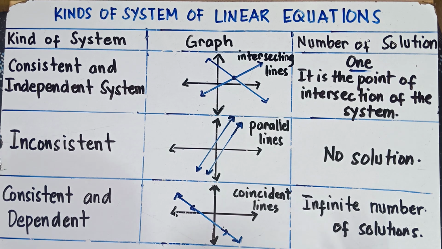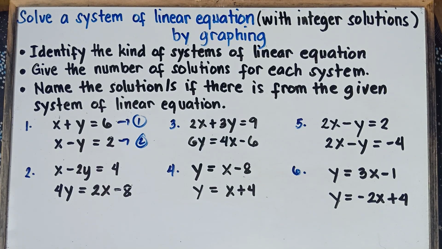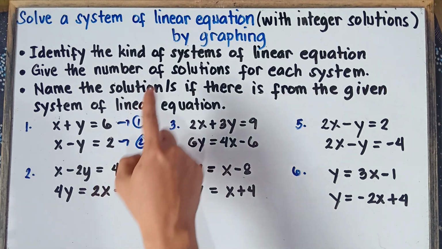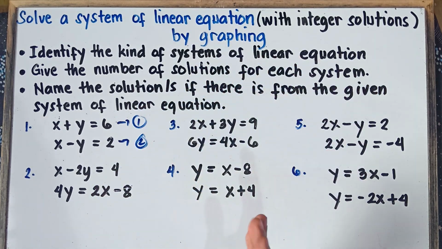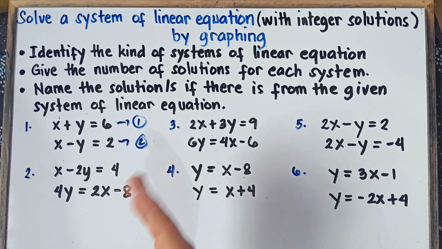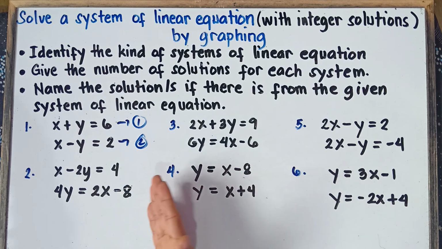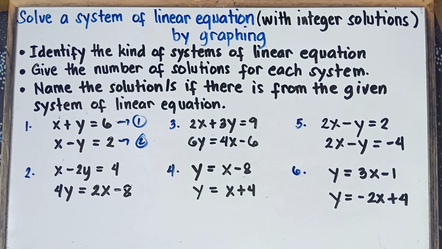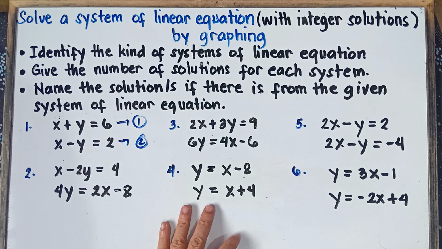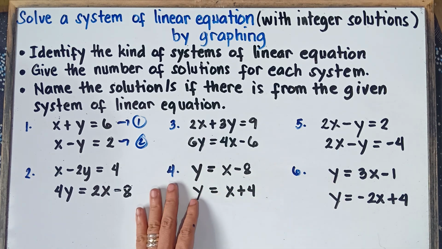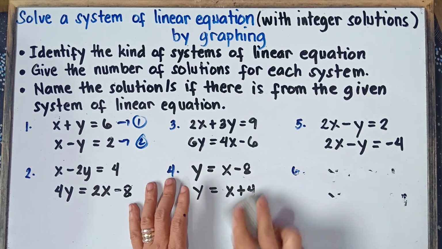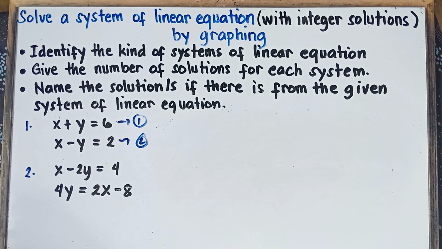So for you to really understand this one, class, let's start with example number 1. Once again, class, these will be the following questions. First question, identify the kind of system of linear equation. Number 2, give the number of solutions for each system. Number 3, name the solution or solutions, if there is, from the given system of linear equation. Alright, so let me just erase number 3, number 4, number 5, and then number 6. So let's start with example number 1, class.